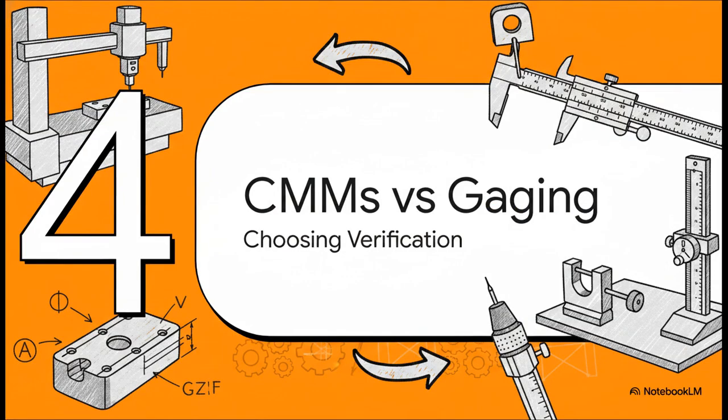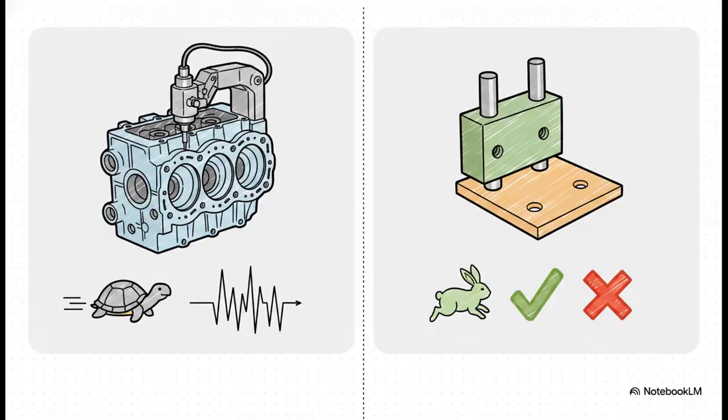Moving into Section 4, CMMs versus functional gauging. So, as amazing as CMMs are, they definitely aren't the only tool we've got in the shop. How do you actually choose your verification method? Well, it usually comes down to this core comparison. CMM inspection is fantastic because it handles incredibly complex 3D geometry and gives you exact quantitative deviation data. But it is relatively slow and it definitely carries a higher cost per part.